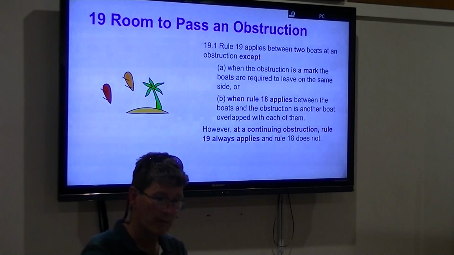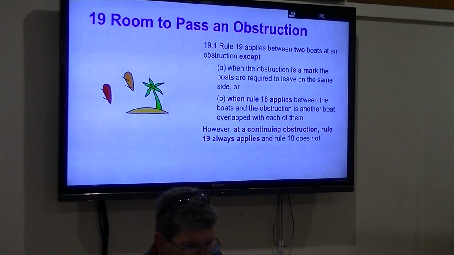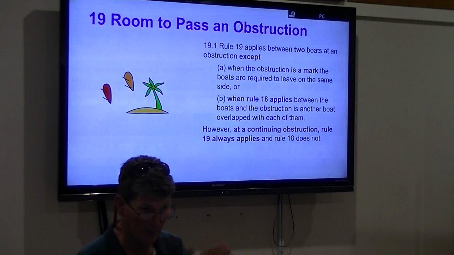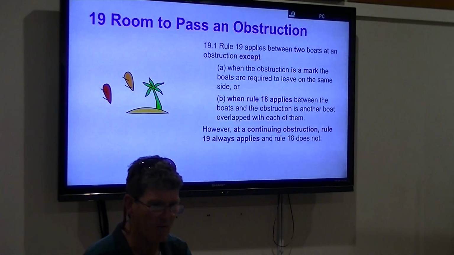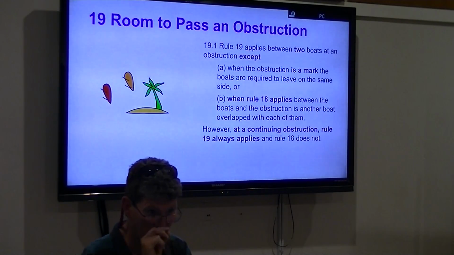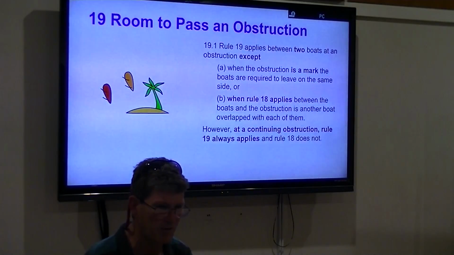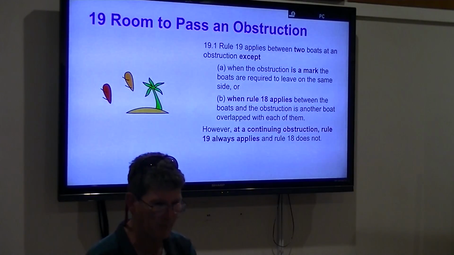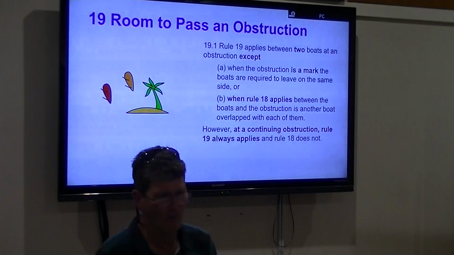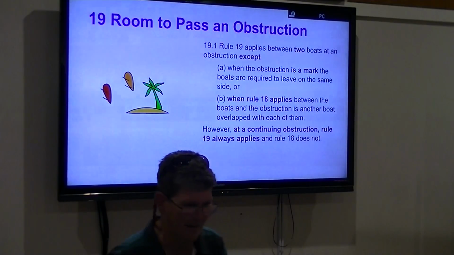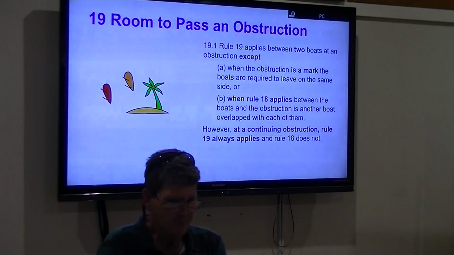This rule is all in that sort of faint blue text. It has been completely rewritten, although the substance of it hasn't changed very much. There's one bit at the very bottom which changes. The rest of it's just been rewritten for clarity, although again, it's not really that clear the way they wrote it. But let's go through it.